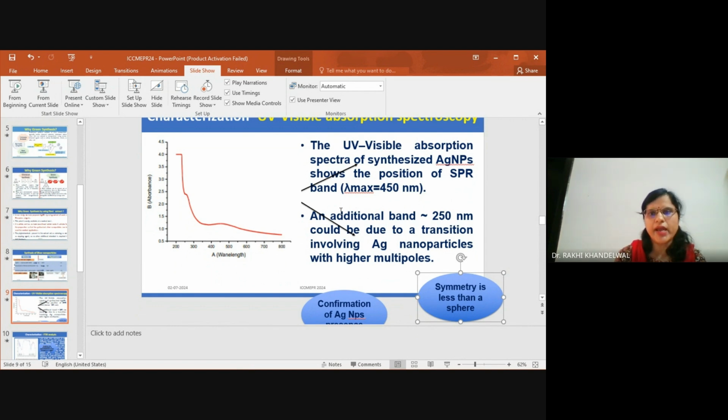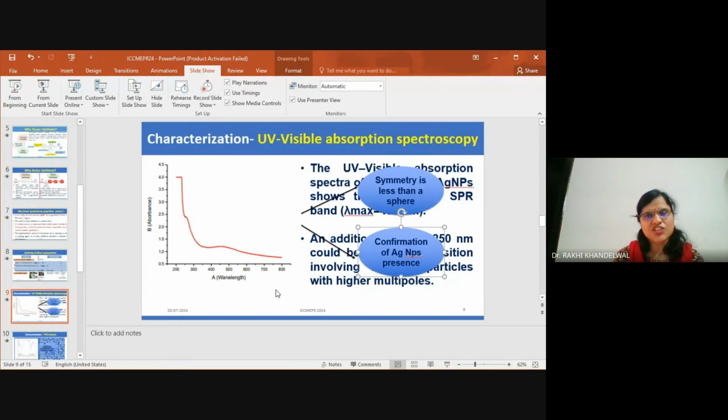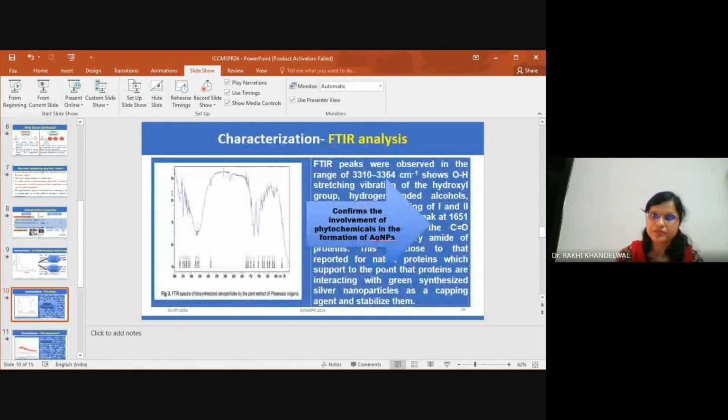In the UV-visible spectroscopy, we have obtained two peaks: the SPR peak in the range of 450 nm, and an additional peak in the range of 250 nanometer, which could be due to the transition involving the silver nanoparticles with the higher multipoles. So the silver UV spectra confirm two things. One is that the symmetry is less than the sphere. Second, the silver nanoparticle formation is confirmed by the UV-visible spectroscopy.